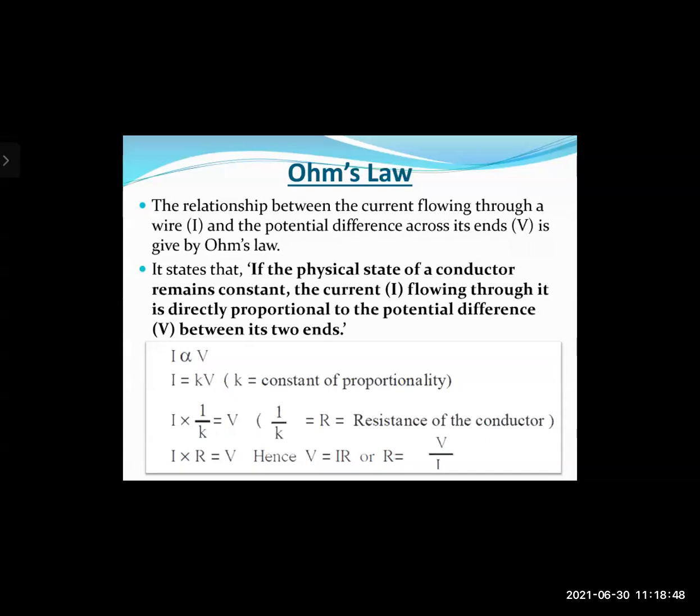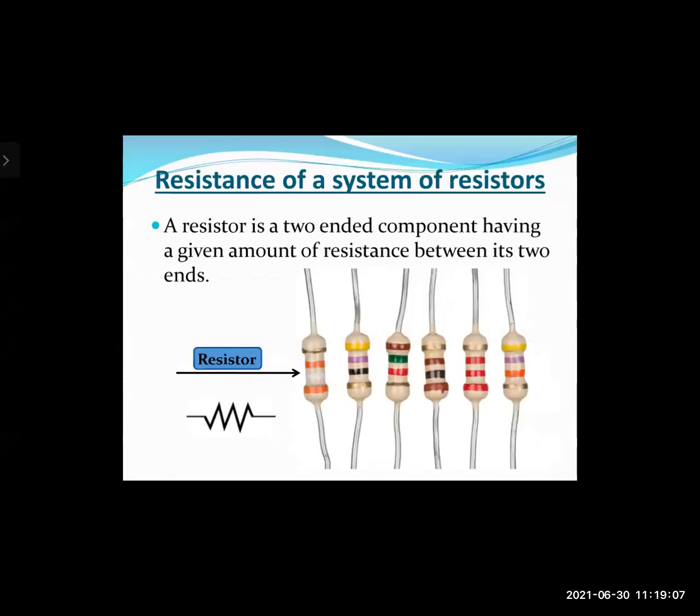So if you rearrange this equation, what do we get? I by k is equal to V. And we know 1 upon k is equal to R, which is resistance. So if you replace it, we get I into R equals V, or you can write V equals IR. This V equals IR is the formula for Ohm's law. Very important. We will be solving numericals further.